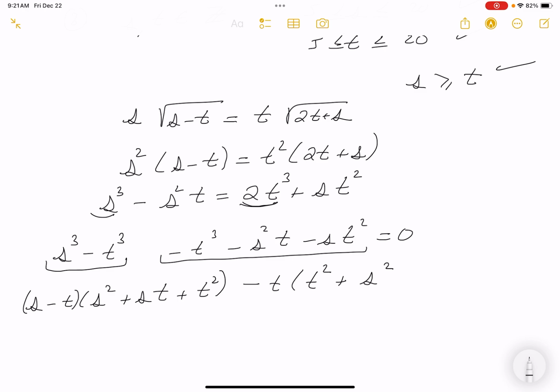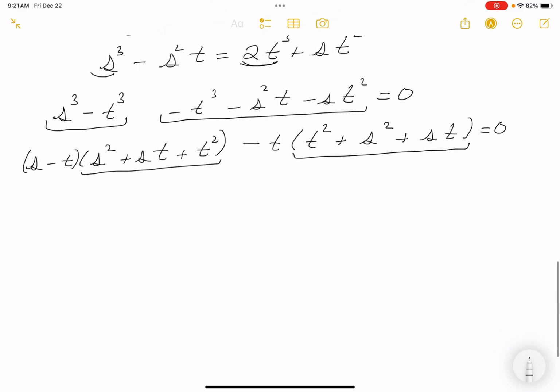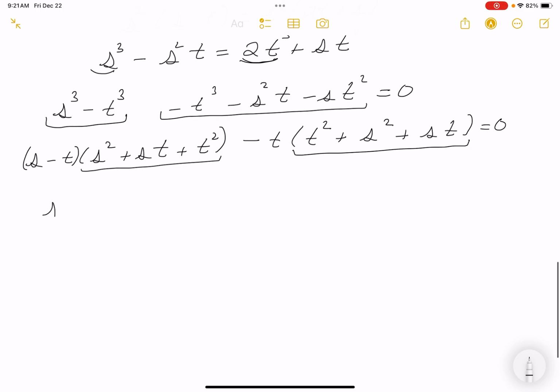and then plus, I'm pulling a t out, right? st. That equals 0. Well, lo and behold, I'm noticing that this one here and this one here are really the same thing. It's t squared plus s squared plus st. So I'm going to factor that out now. So I'll write down s squared plus st plus t squared. And then we left off with s minus t is equal to 0. All right?